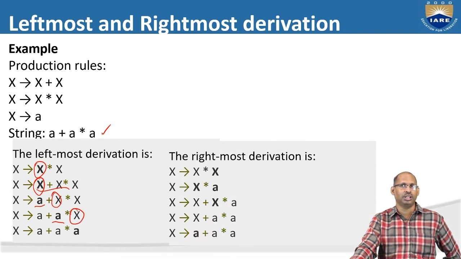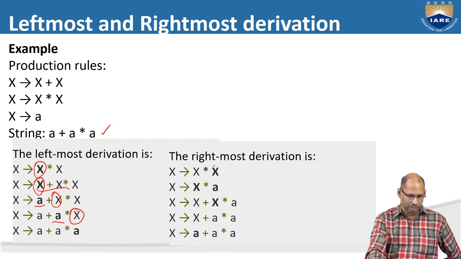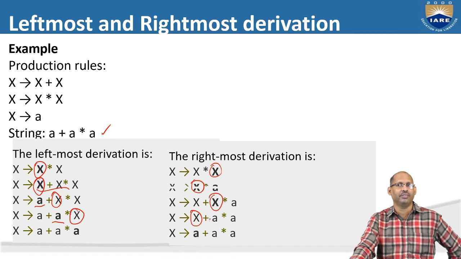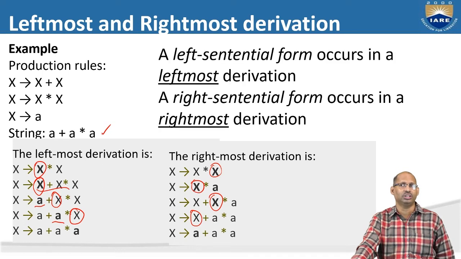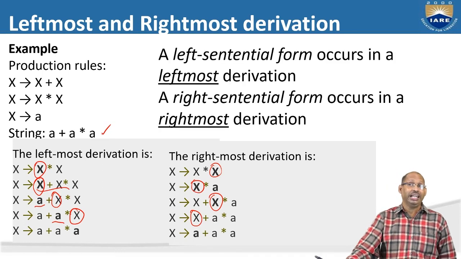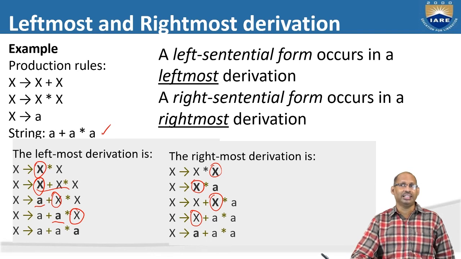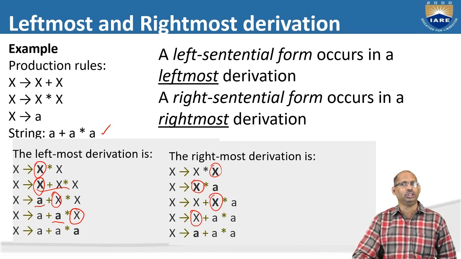Then rightmost derivation. This is a right hand variable. Then this is a right hand variable. Then this will be the right hand variable. We are always replacing the right hand variable. Then we refer to it as rightmost derivation. A left sentential form occurs in the leftmost derivation and a right sentential form occurs in the rightmost derivation.